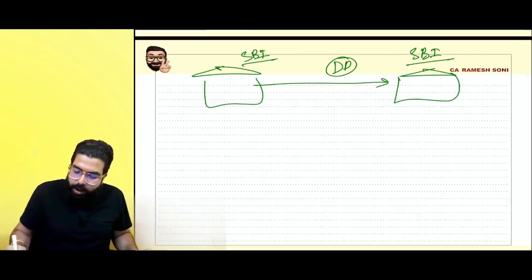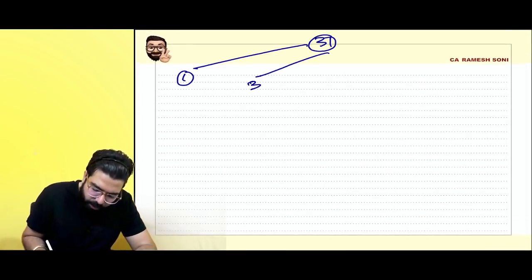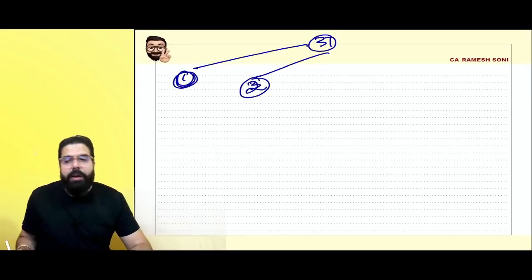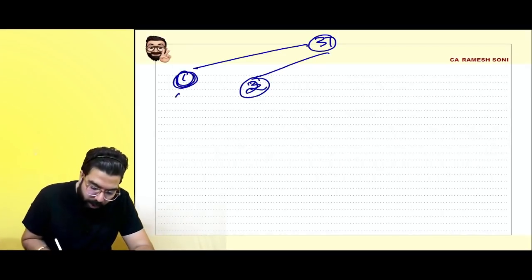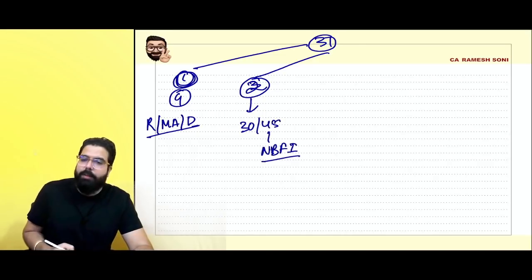Now, I told you section number 31, section number 31.1 and section number 31.2. Section number 31.1, in case of goods, you should make the invoice at the time of removal, making available or delivery. In 31.2, I told you 30 days or 45 days, 45 days in case of NBFI. Done, sir. Point is clear.